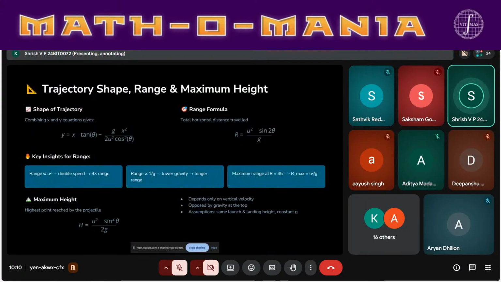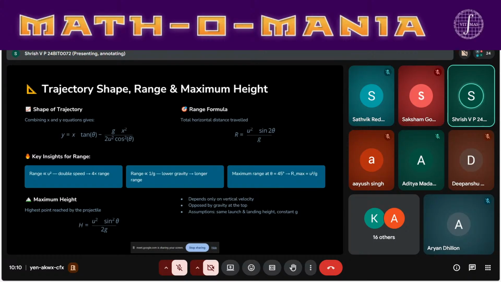We get a single equation that describes the entire path. This path turns out to be a parabola. This is the equation of the parabolic path traced by a projectile: y equals x tan theta minus g x squared divided by 2 u squared cos squared theta. So this equation tells us that for any horizontal position x, we can calculate the vertical height y.